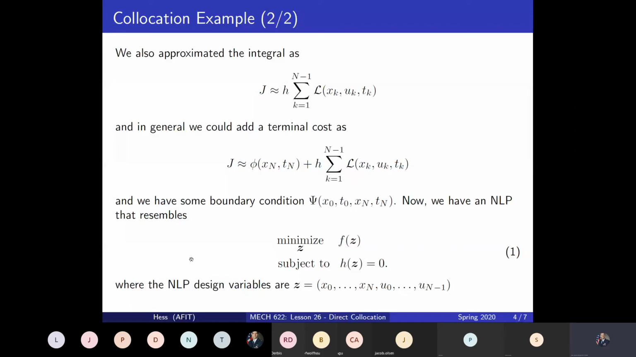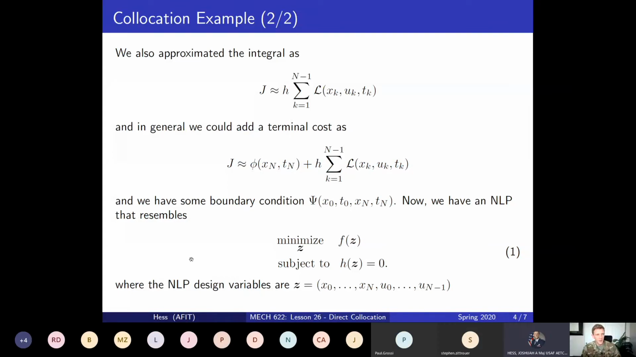Back to lesson 26. So we can add in a terminal cost. We've got this J, and that's in the Bolza form, because we've got both a terminal cost and a running cost. And we have boundary conditions, which I could then turn into inequality constraints. So I'm going to say minimize this f of z, which could involve an approximation of this terminal cost right here, subject to some equality constraints. That doesn't necessarily have to be just my dynamics; that could also include my boundary conditions.